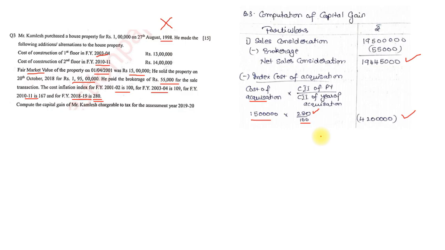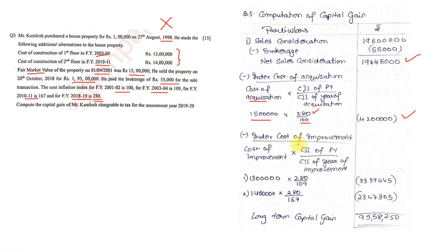After cost of acquisition, always remember there will only be one cost of acquisition in the sum. Improvements can be multiple. There are two improvements given in the question. So the formula for index cost of improvement is cost of improvement into CII of previous year divided by the CII of the year in which the improvement had taken place. 13 lakhs was in the year 2003-4 when the CII was 109. So 13 lakhs into 280 upon 109, and the 14 lakhs was in the year 2010-11 where the CII was 167. So 14 lakh into 280 divided by 167, we get the values 33,39,445 and 23,47,305.